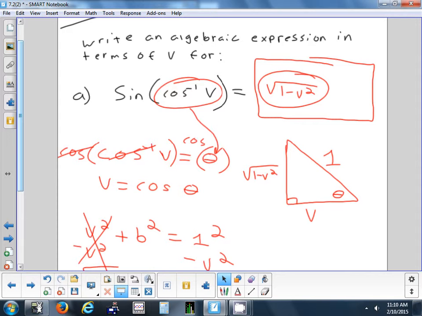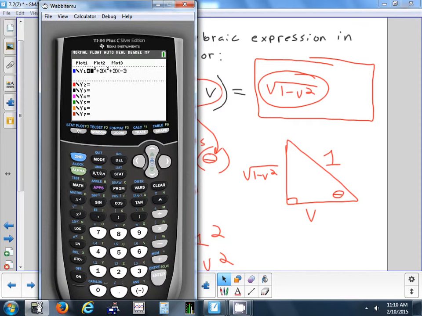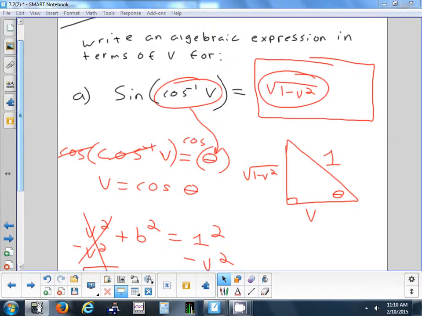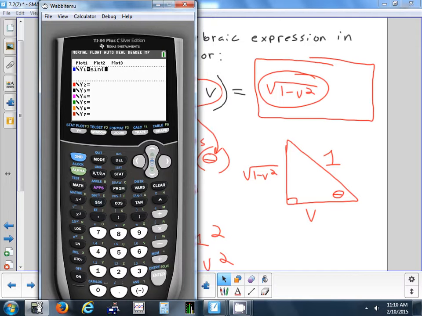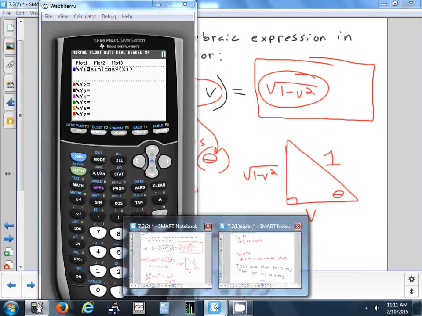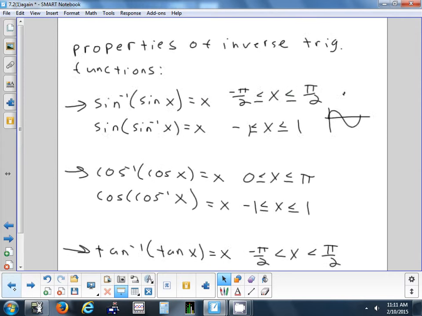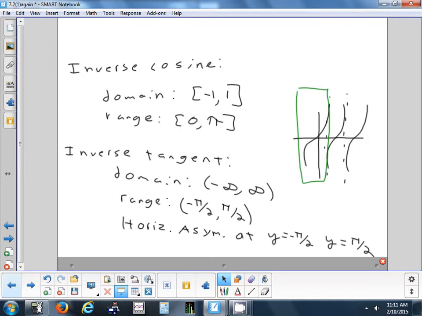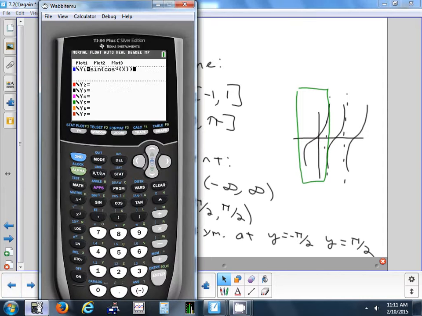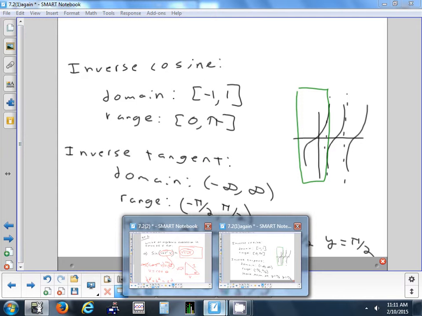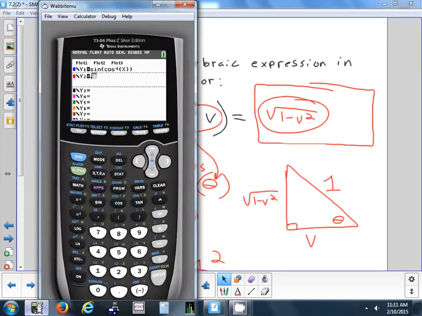Okay, let's try it. Let's type it into our calculator. Let's look at the table and see if it works. So we have sine of inverse cosine of x. Now remember, inverse cosine has restrictions on what you can plug in. Let's go back and look at our restrictions. Okay, inverse cosine, we have to pick values between -1 and 1. Now let's type in our expression. Square root of, was it 1 minus x squared? Okay, we used v, but again, when you type it in to check it, you have to use x.